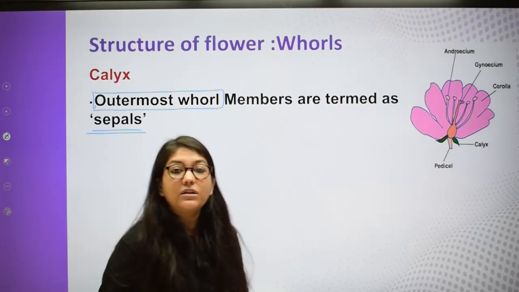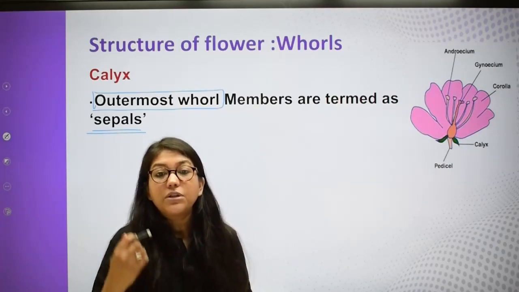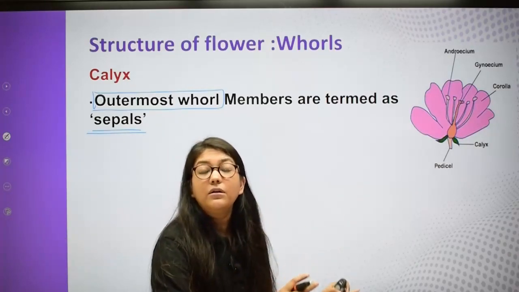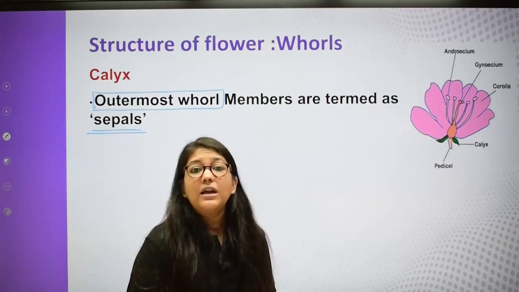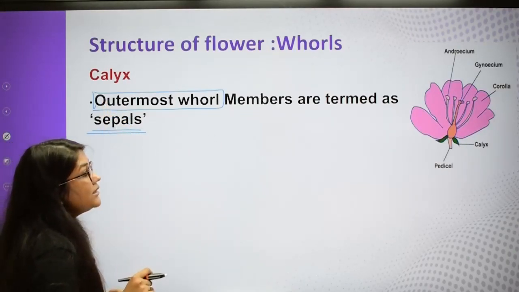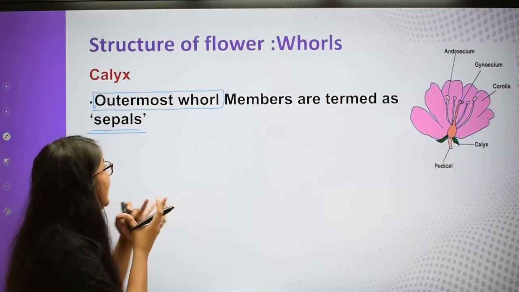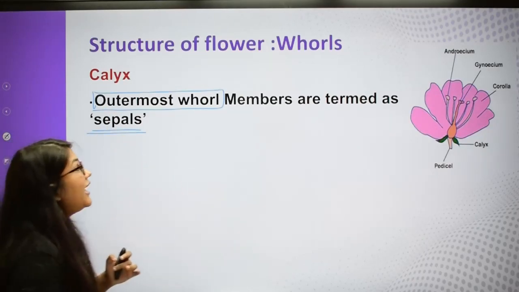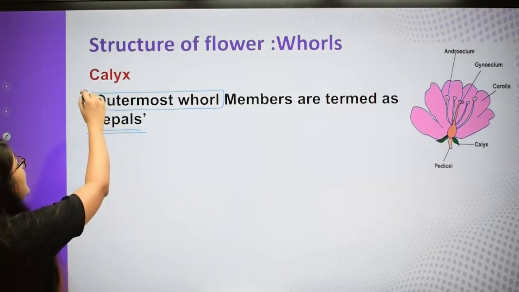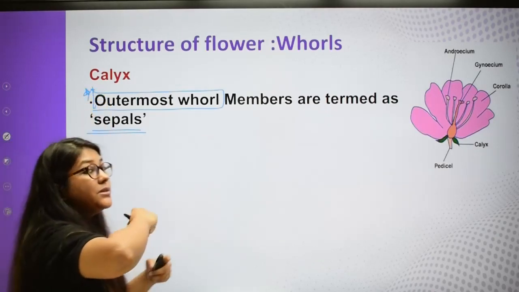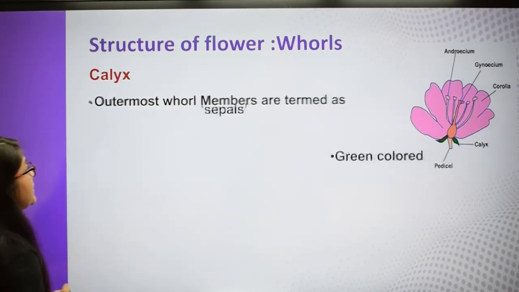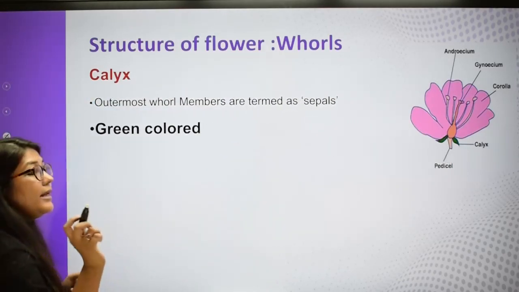So I told you when we discussed the terms sepals, petals and carpel and stamen, I told you हम लोग उनको कहाँ पे fit करेंगे? We are going to fit them in the whorls. So these whorls, they are nothing but the collection of those structures. Like see here, calyx. What is calyx? Calyx is nothing but collection of sepals. The members of calyx are termed as sepals. Now the important thing is that it is the outermost whorl. सबसे बाहर के side पे जो circle present है, that is the calyx. Now moving on, next point, green colored, right?